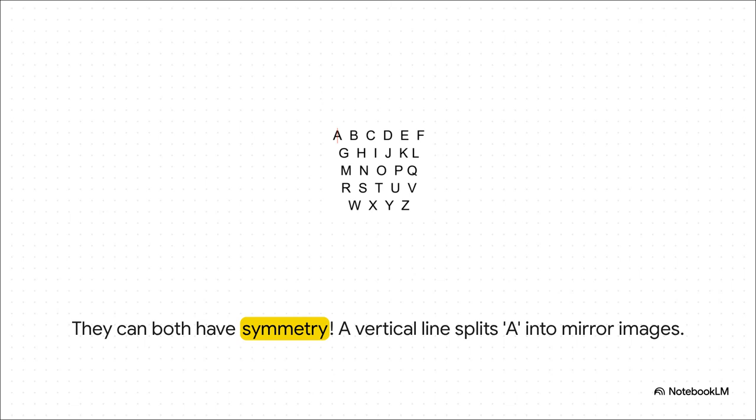Think about it. If you draw a vertical line right down the middle of the letter A, the left half is a perfect mirror image of the right half. This super simple idea is the absolute key to understanding our first type of function, symmetry.